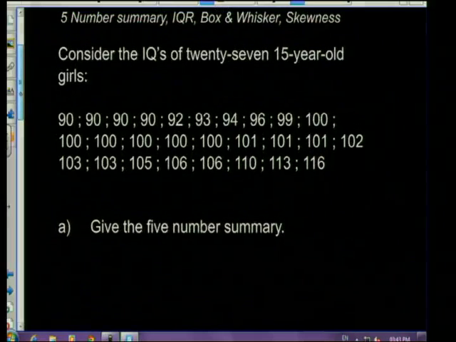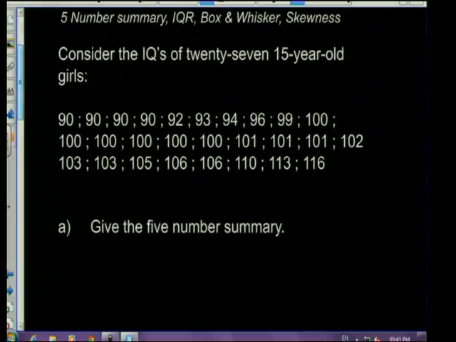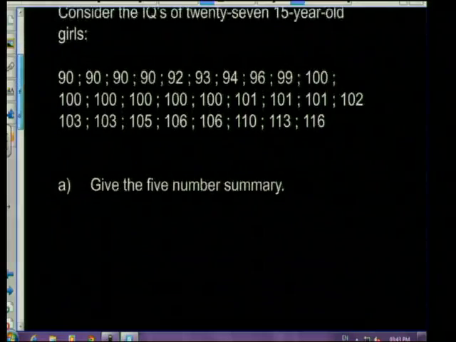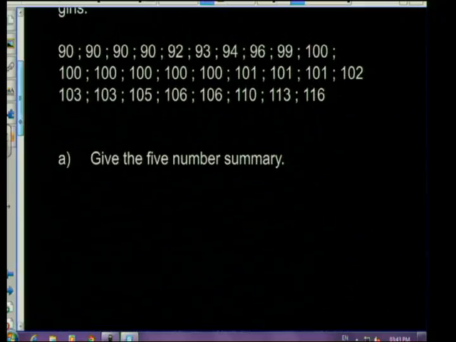Welcome back from the break. We're going to dive straight into our next question. We're going to look at question 2 in your pack, and here we're looking at the 5-number summary. We're going to look at box and whisker, and we're going to talk about the quartiles and interquartile range. So let's dive in. Here we've got the IQs of 27 15-year-old girls, and we're asked to find the 5-number summary. This really should give us easy marks in the exam.